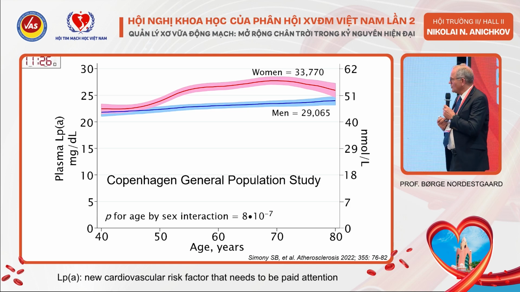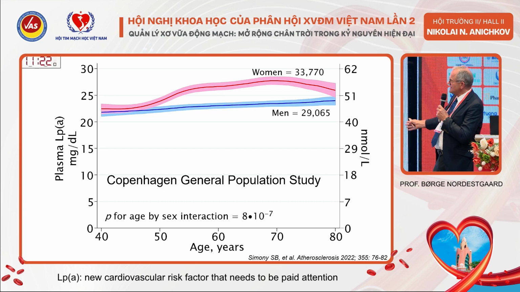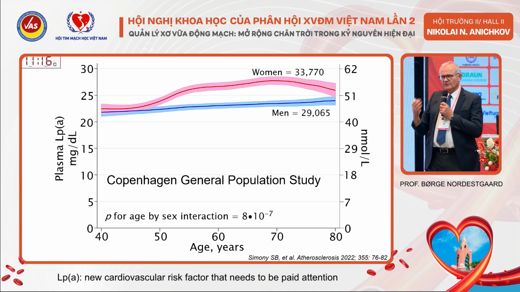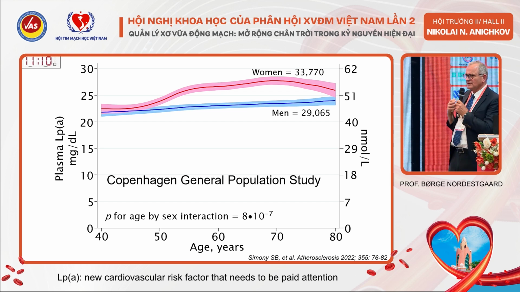Here's some data from Copenhagen, where you can see as a function of age on the x-axis what the plasma levels are. And you can actually see that it increases slightly with age, probably because of reduced kidney function. And in women after age 50, around menopause, it actually increases more than in men. So you can argue that women have a bigger risk from LP-little a than men.